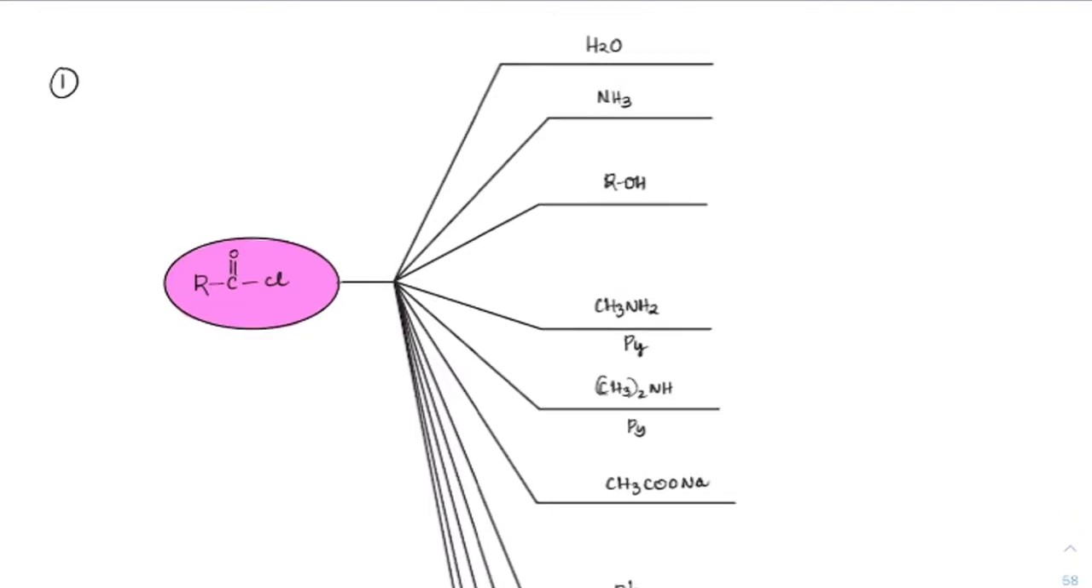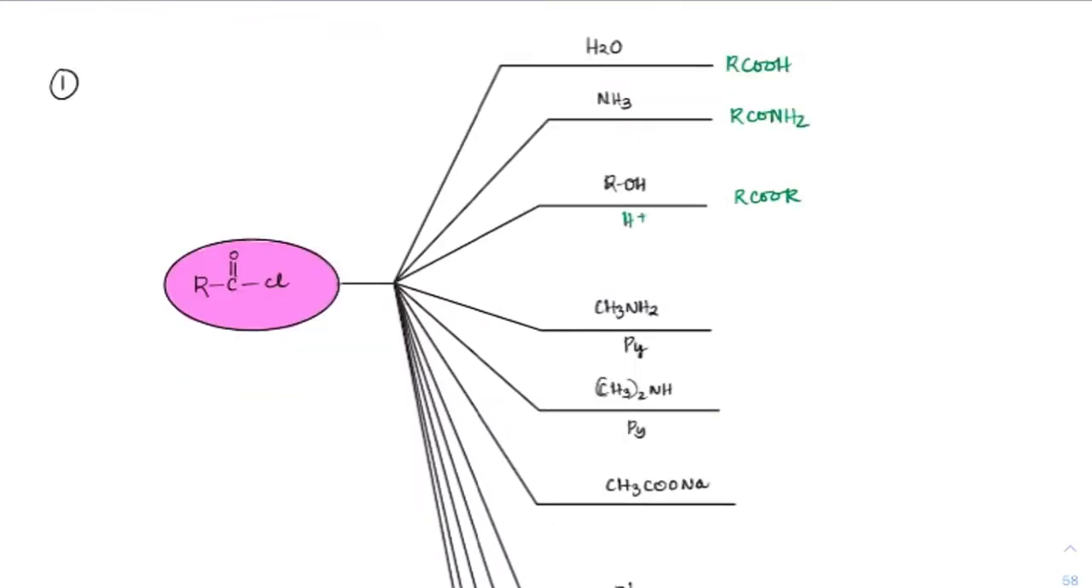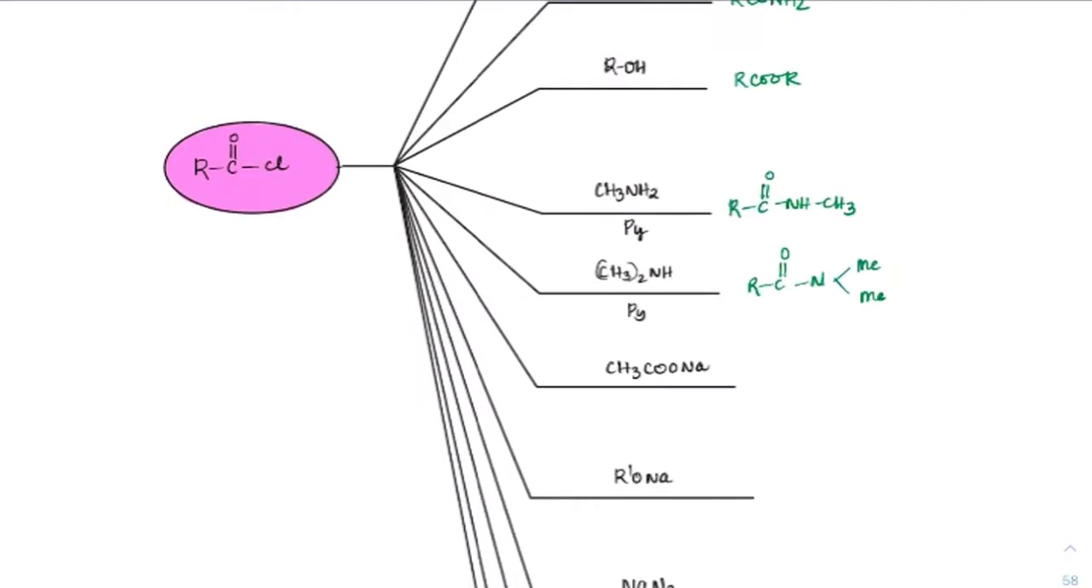Let's see. First one, hydrolysis will always give us acid. Second, ammonolysis, RCONH2. Third one, ester formation, okay, with H plus. But sorry, this is not an acid, not needed. Next, CH3NH2, we'll get this as R, C double bond O, NH, CH3, right? Here we'll have R, C double bond O, NH, with two methyl groups here. This will be the product.